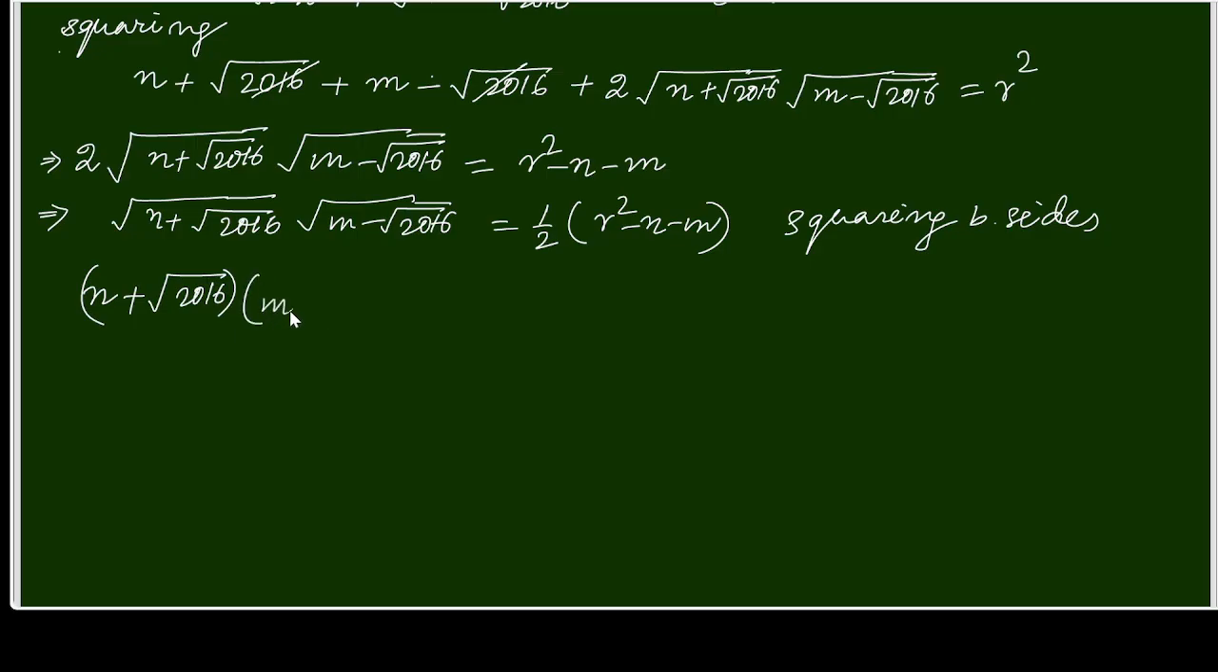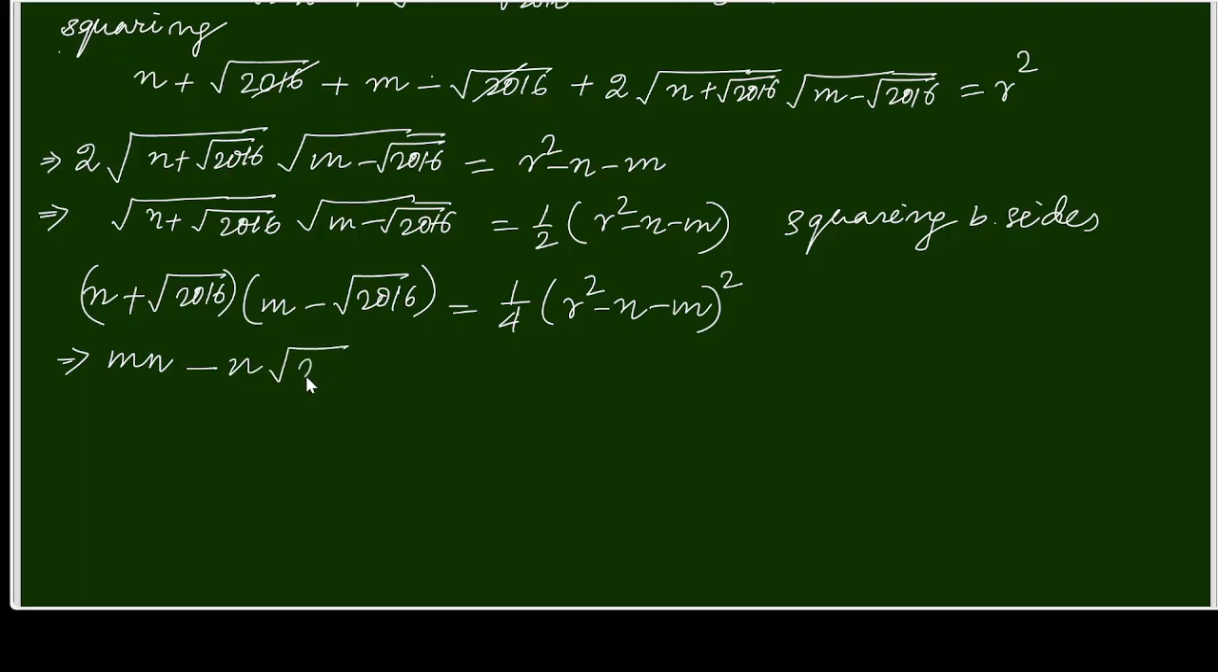the product equals 1 by 4 times (r square minus n minus m) whole square. By this we will get mn plus m square root 2016 minus n square root 2016 minus 2016 equals 1 by 4 (r square minus n minus m) whole square.